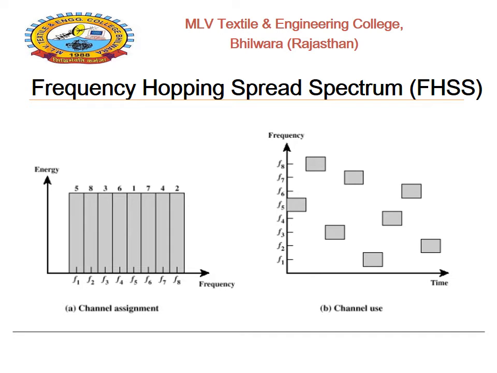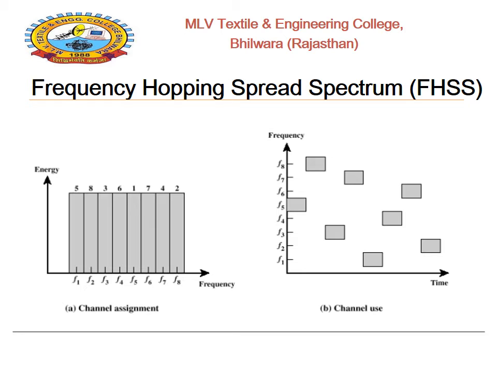Next, the waveform represented in figure A shows the channel assignment, where particular channels are given from 1 to 8. Channel 1, frequency F1, is related to 5, F2 is related to 8, F3 is related to 3, F4 is related to 6, and so on, F8 is related to 2.